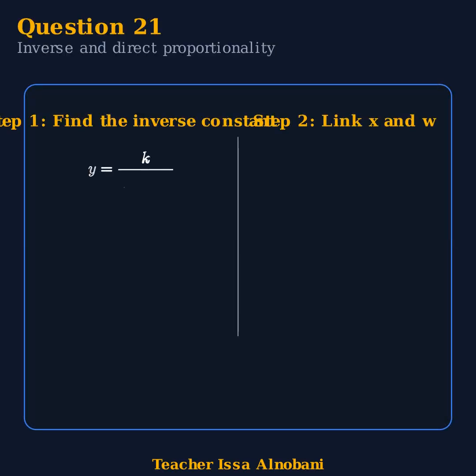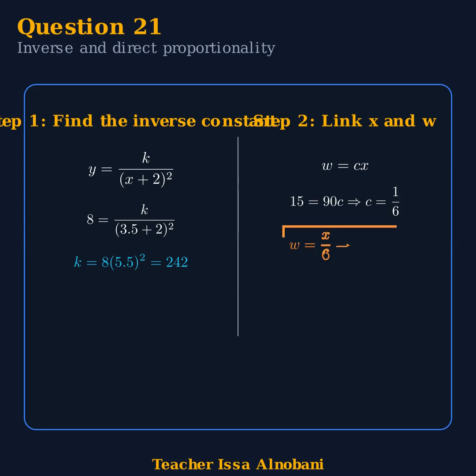Inverse proportionality gives y equals k divided by x plus 2, all squared. Substitute x equals 3.5 and y equals 8. This gives k equals 242. Now use w is proportional to x. Write w equals cx. Using w equals 15 when x equals 90 gives c equals 1/6.